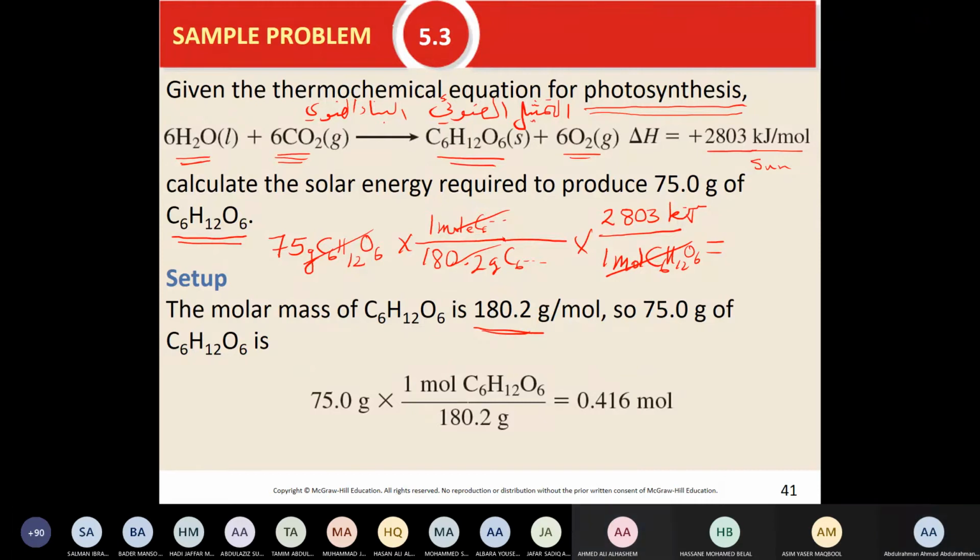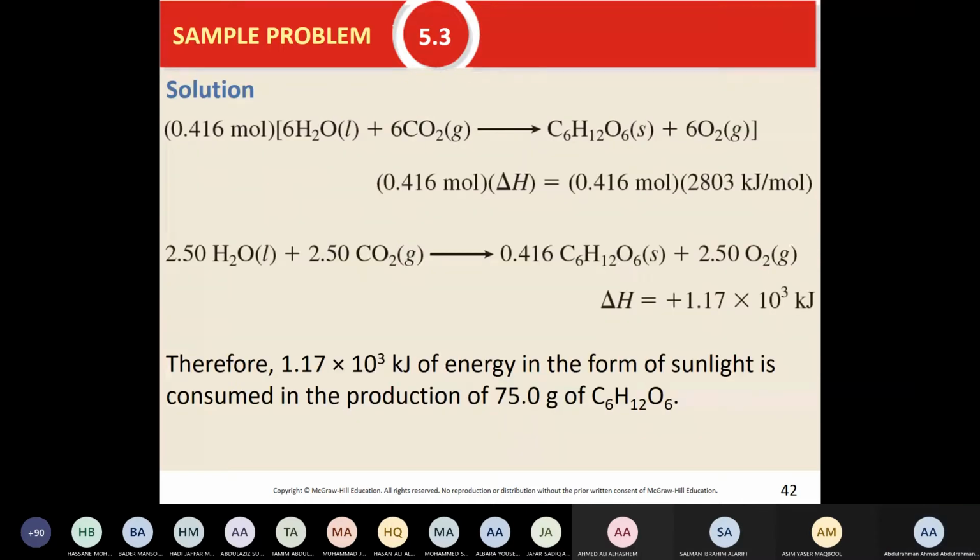1,166.05. I got this number. 1,166.05. Very good. That's the answer. That's good. I hope everybody got the same answer. Is this clear? Good. All right.